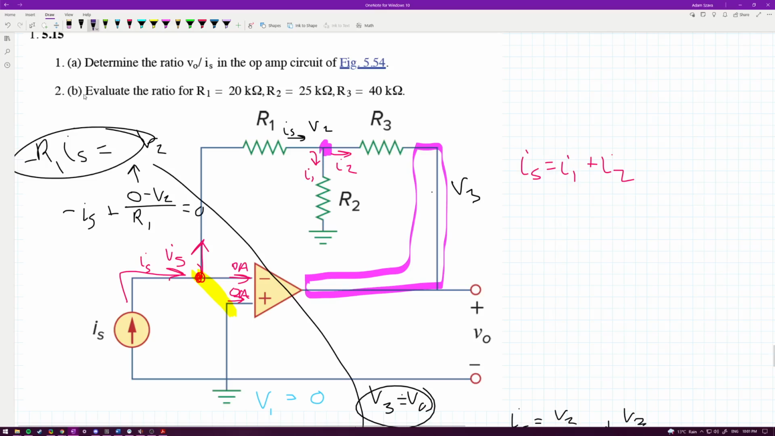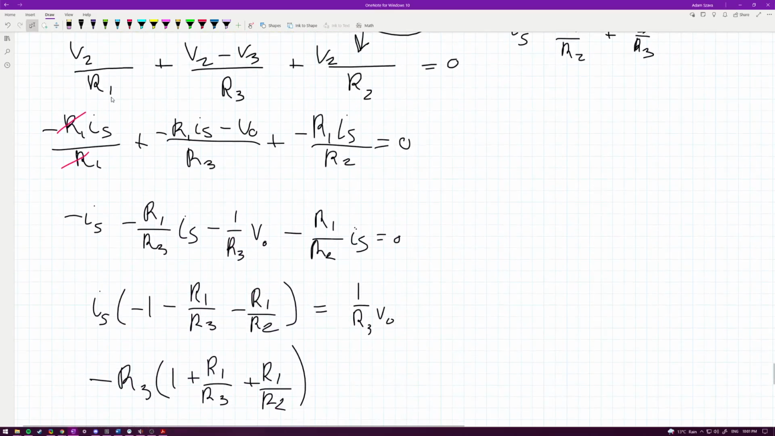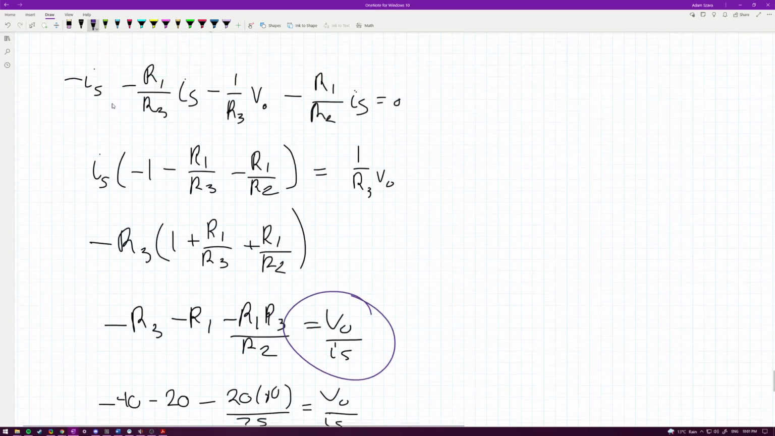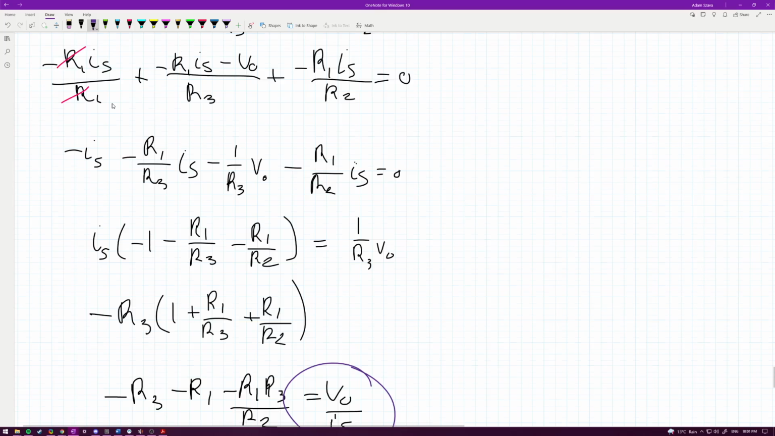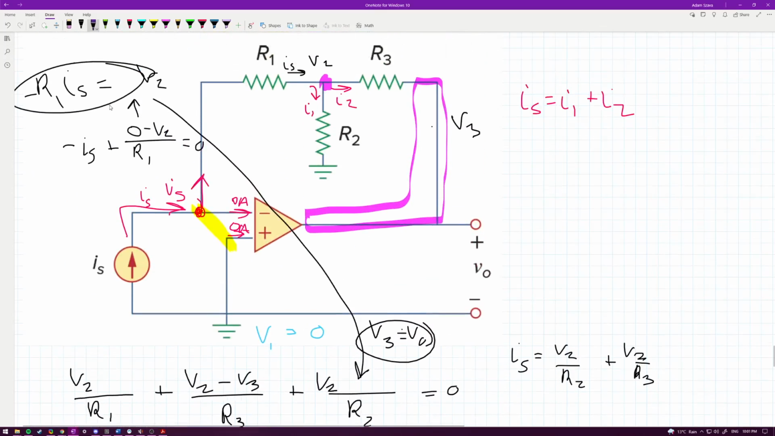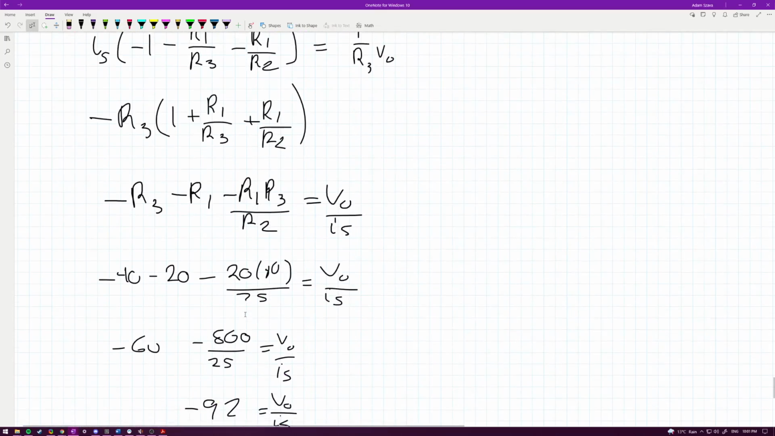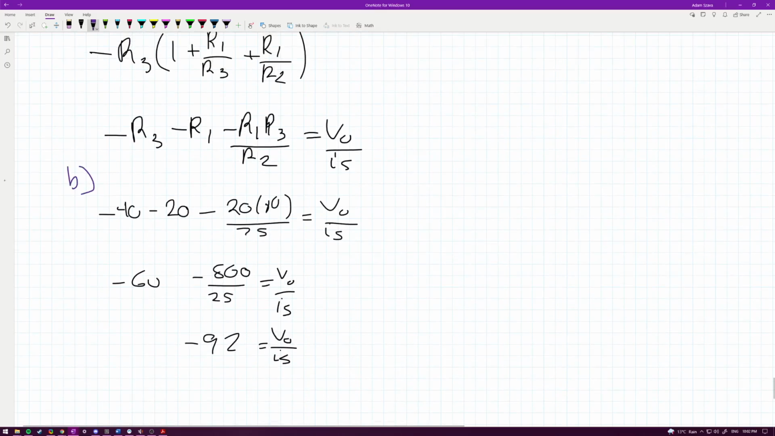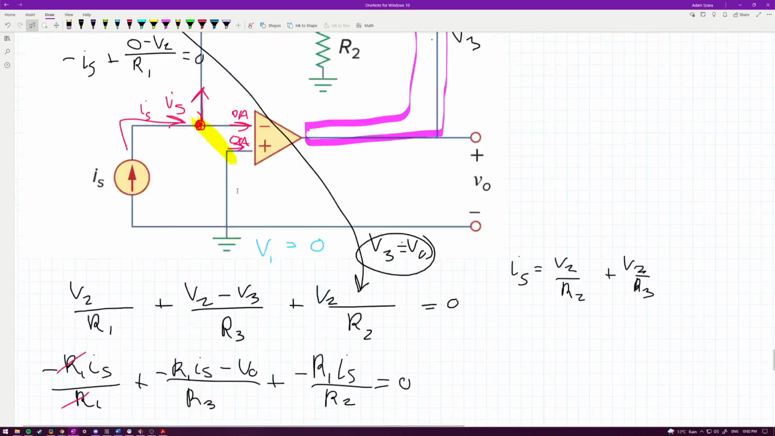All right. Okay, so I understand that equation. And so then we got an equation for V2, equation for V3, substitute that in, and then just rearrange for the ratio. So V2 is equal to negative R1 times IS. Yep. And rearrange for the ratio, and then substitute in the values they gave us for part B. This is part B. And yeah, there we go. Okay, so I'll check that one off.